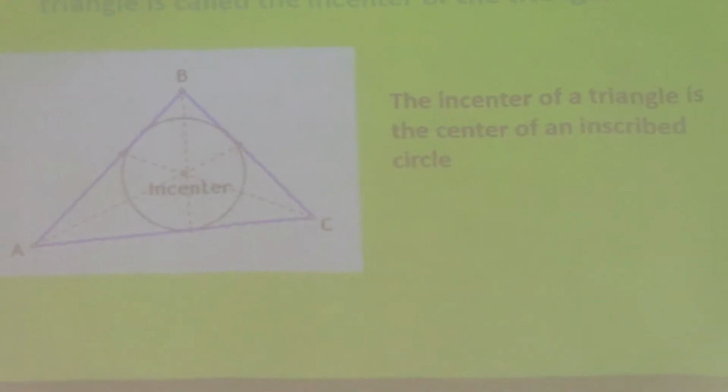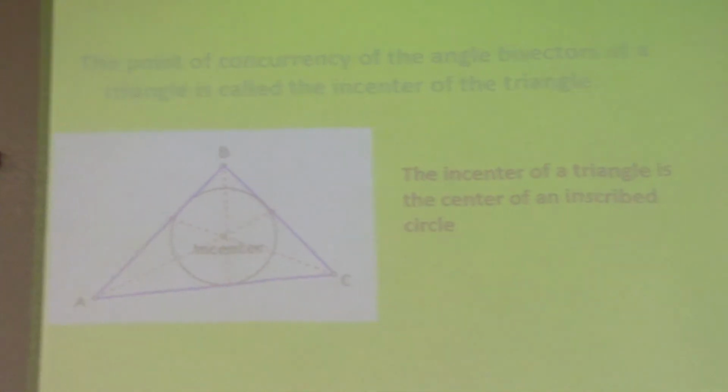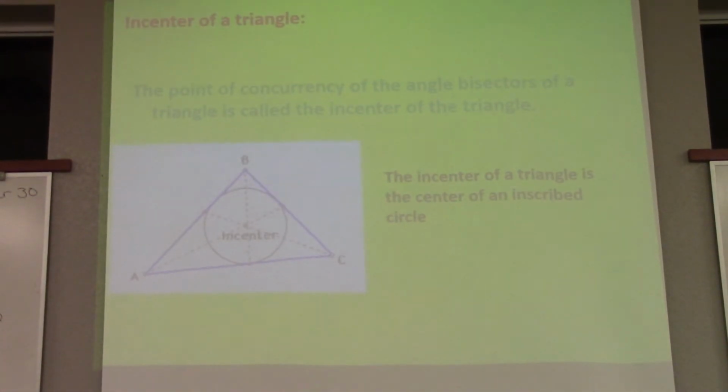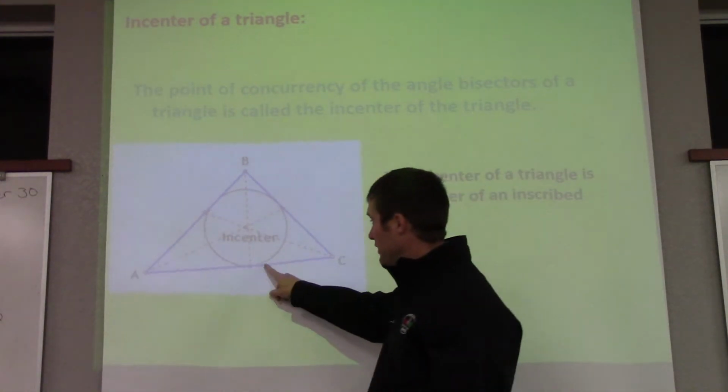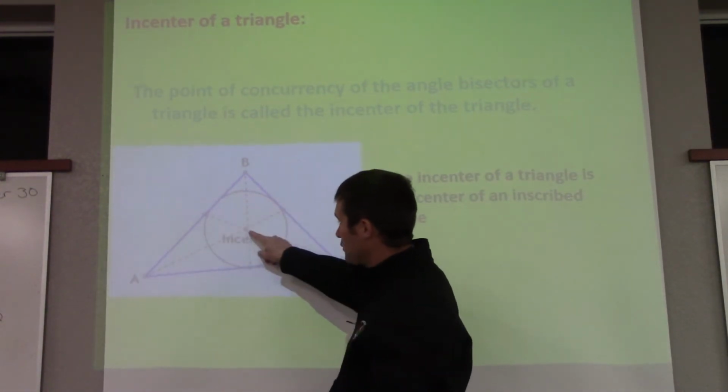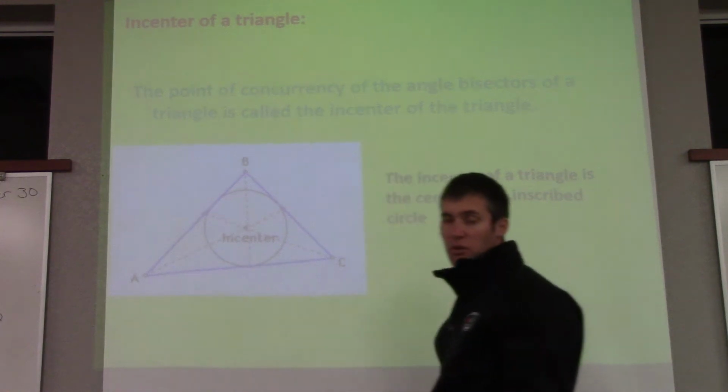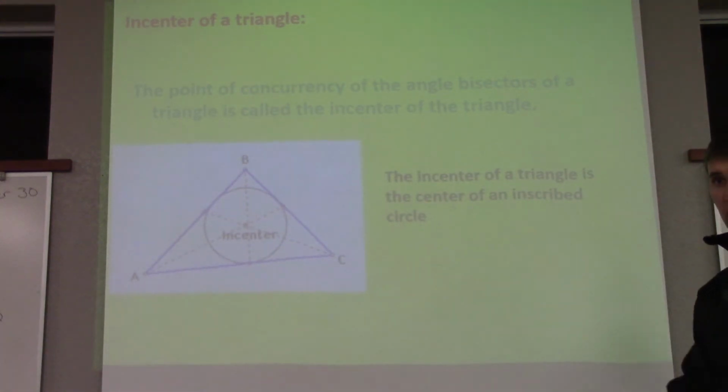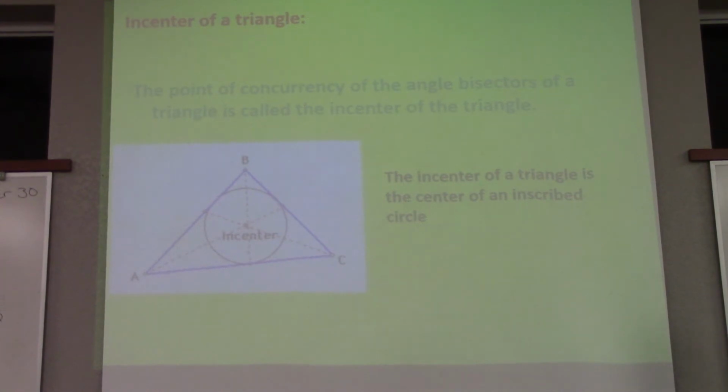So now we'll look at, there we go. The point of concurrency of the angle bisectors is called the incenter. If you notice, we have a circle that goes inside of it, so we call this the incenter. When the circle went outside of it, we called it circumcenter. Circum goes outside, in goes inside.